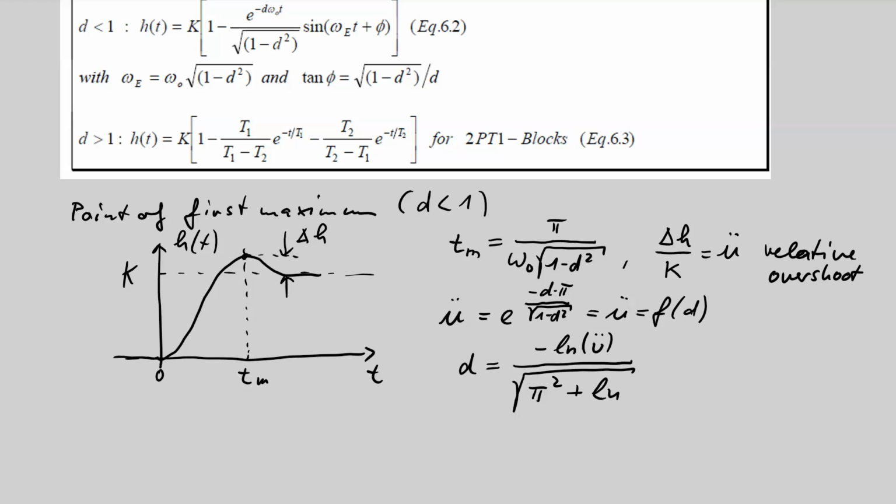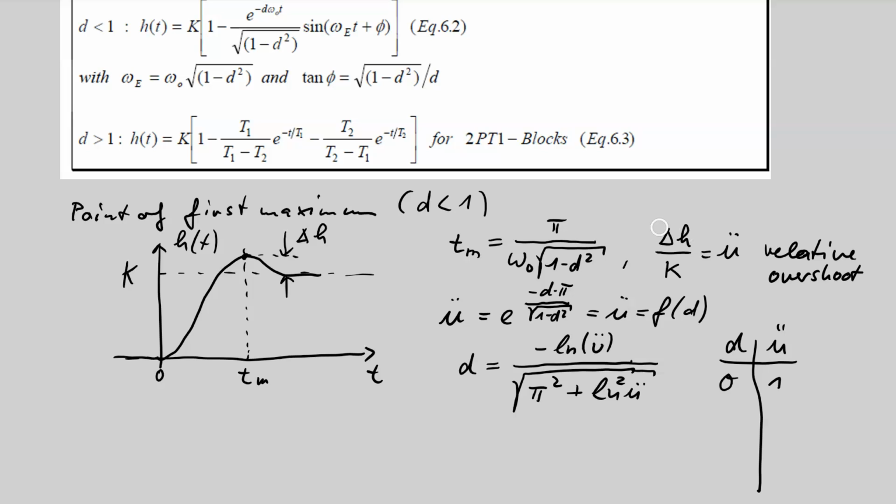This is a natural logarithmic factor of Ü again, but this is then squared. Okay, so if you know Ü, this is the expression to get d. If you know d, this is the expression to get Ü. And I think I give you a table with some typical values, d and Ü. If d is 0, Ü is 1.